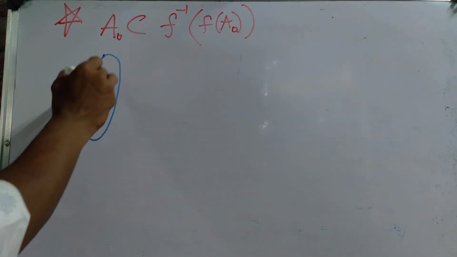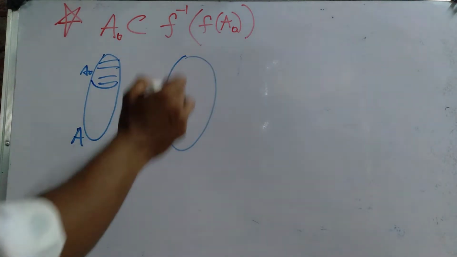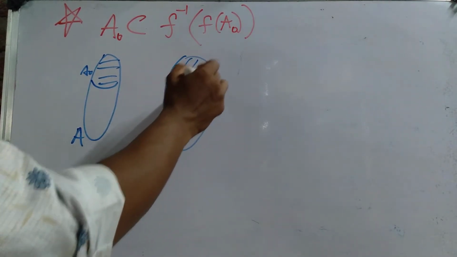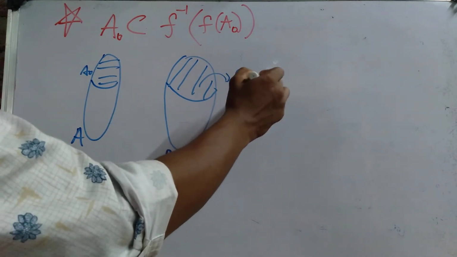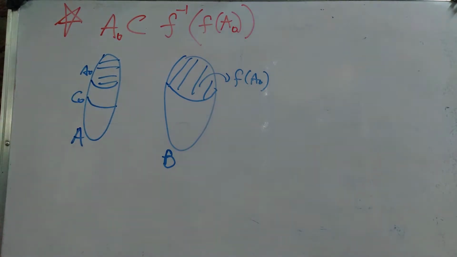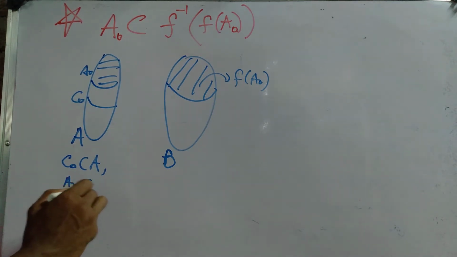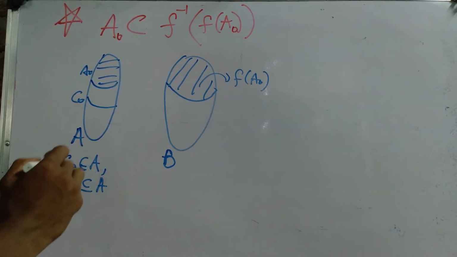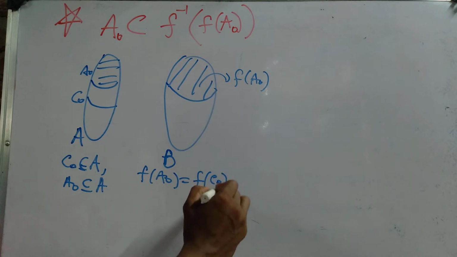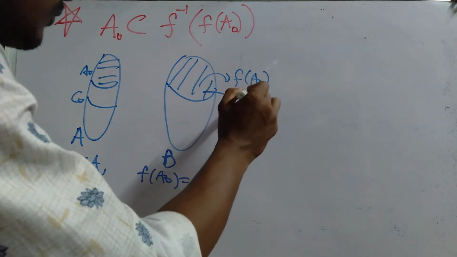This one is A, this one is A0, this portion. And this one is B, and this portion is f of A0. Now here some C0 is a subset of A, and A0 is also a subset of A. Then f of A0 equals f of C0. In this way, f of C0 equals this one.